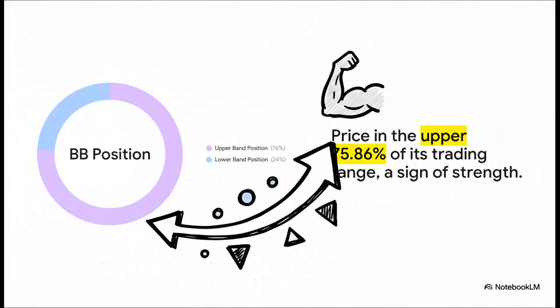The key number here from our report is the BB position, 75.86%. This means the price is currently trading way up in the top quarter of that road. When a stock pushes up against the top band like this, it's often seen as a sign of real strength.